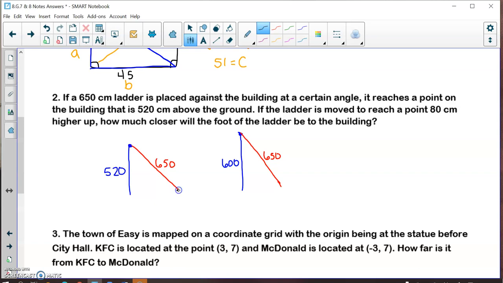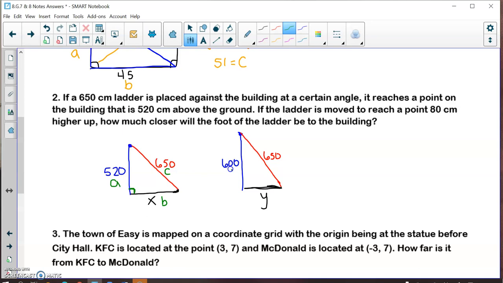So this is the foot of the ladder. And in this situation, I don't know the length of this. I'm going to label that as X. And same in this situation, I don't know what this length is. I'm going to label this as Y. But I want to figure out how much closer is Y compared to X. So I'm going to need to do the Pythagorean theorem twice. In my first diagram, I'm going to label my 520 as A, my X as B, and my hypotenuse, which is the ladder, as C, because this is your right angle here.